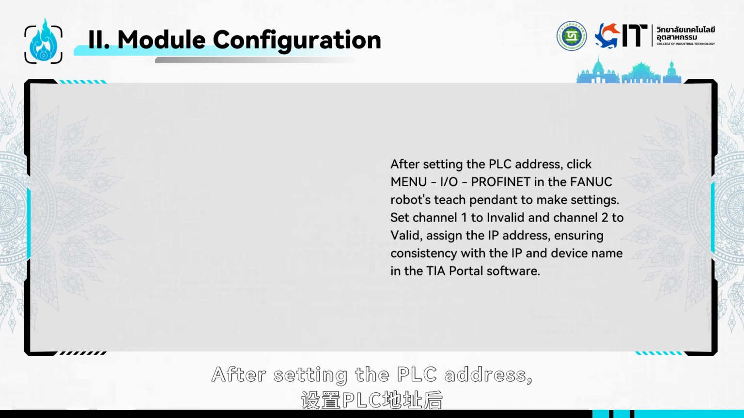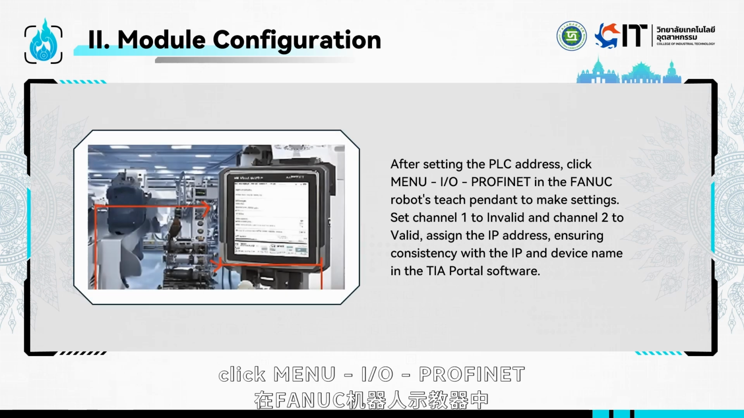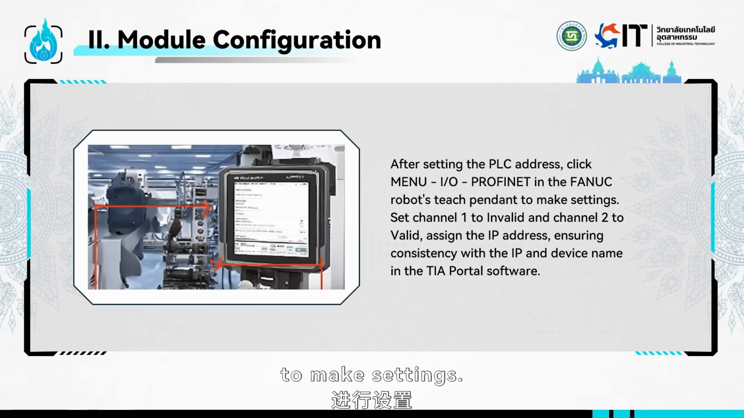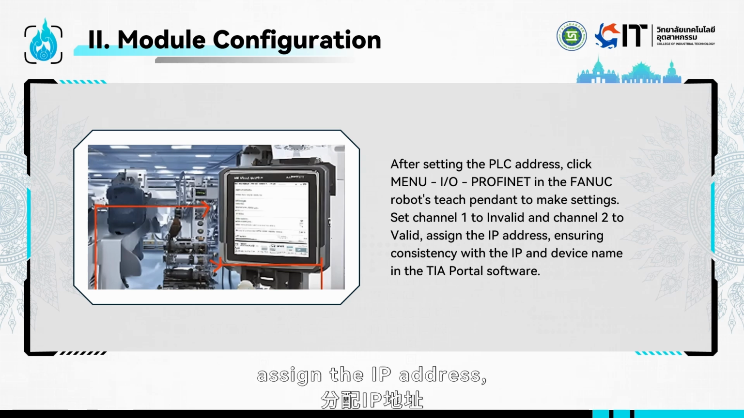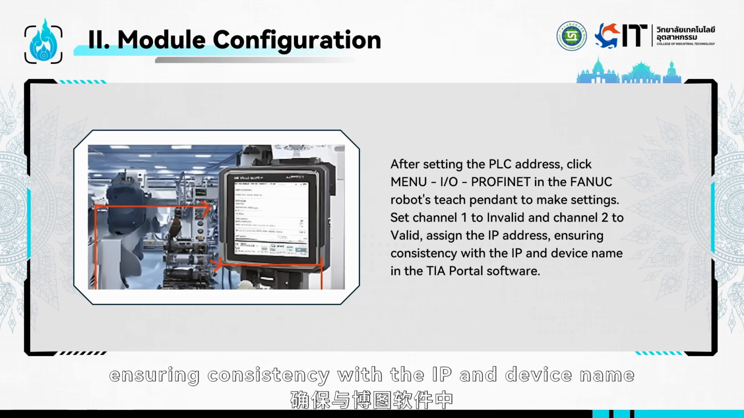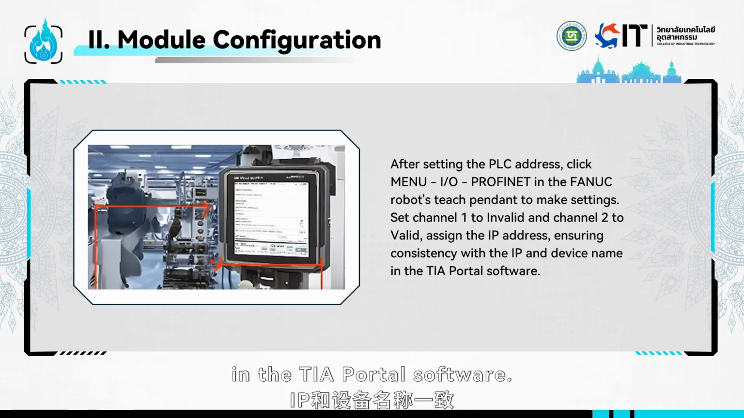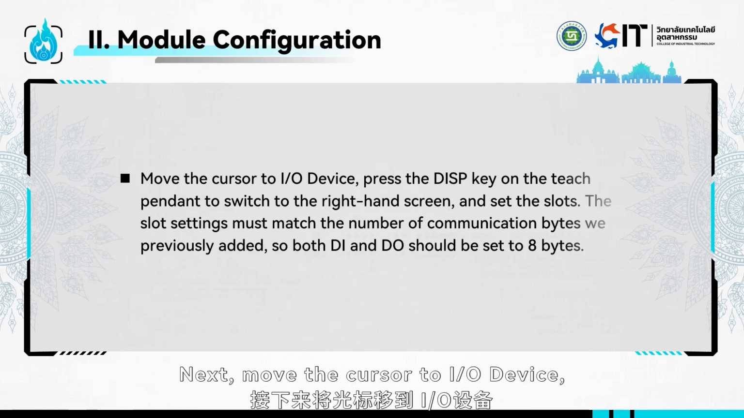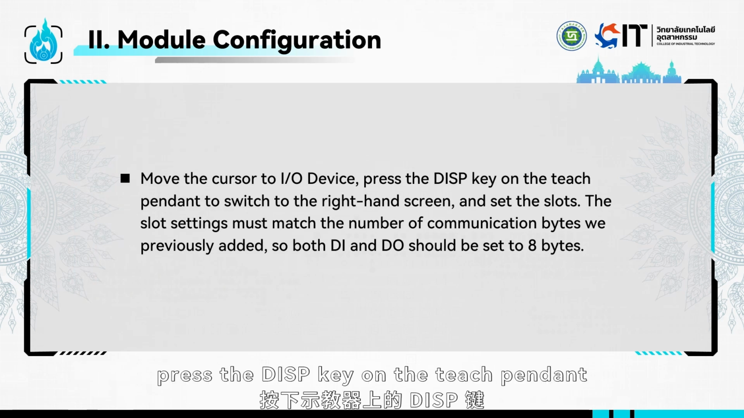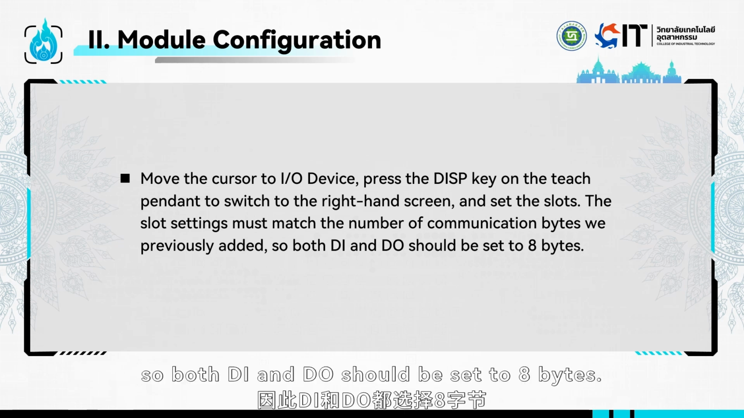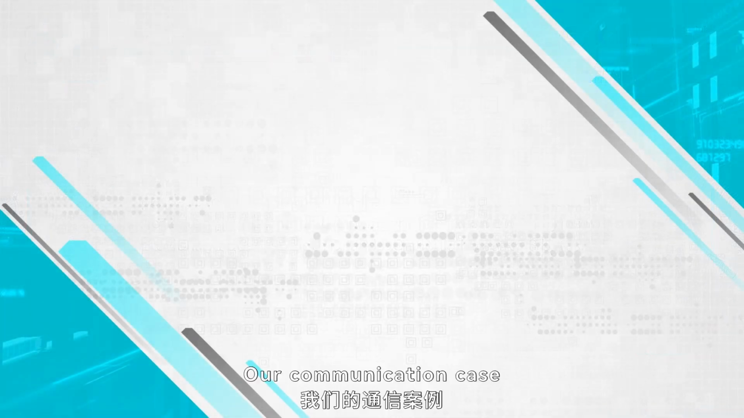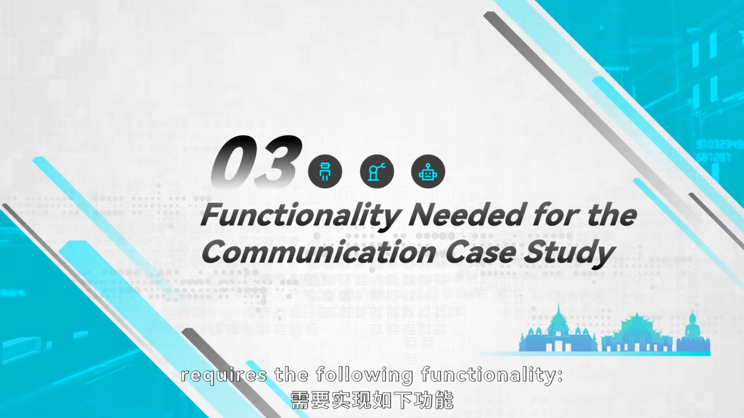After setting the PLC address, click Menu, I/O, Profinet in the FANUC robot's teach pendant to make settings. Set channel 1 to invalid and channel 2 to valid. Assign the IP address, ensuring consistency with the IP and device name in the TIA Portal software. Next, move the cursor to I/O device. Press the disk key on the teach pendant to switch to the right-hand screen and set the slots. The slot settings must match the number of communication bytes we previously added, so both DI and DO should be set to 8 bytes.